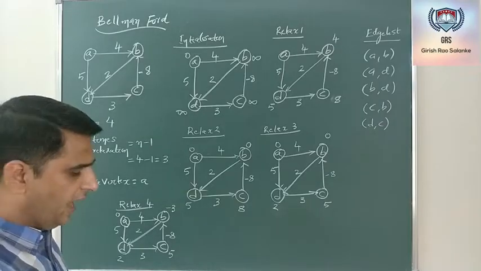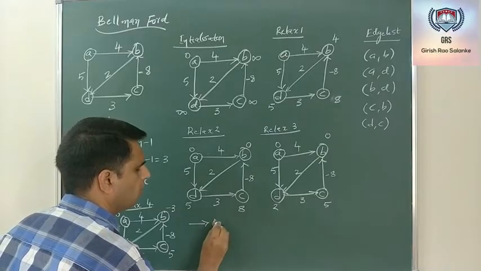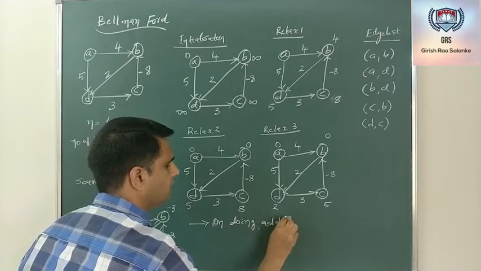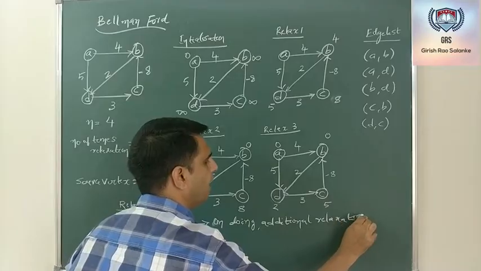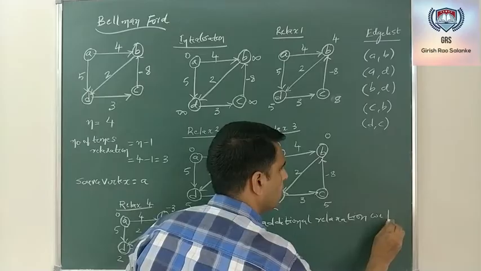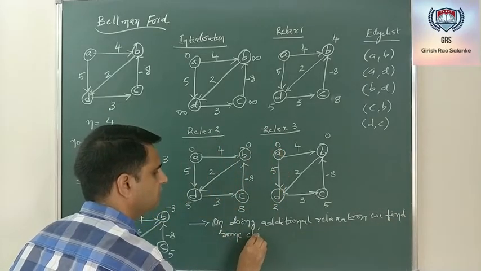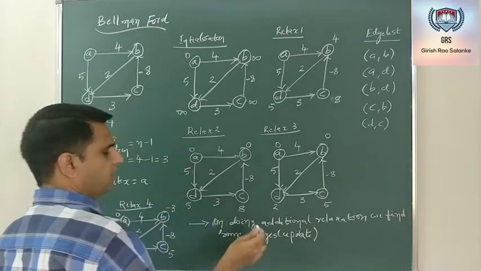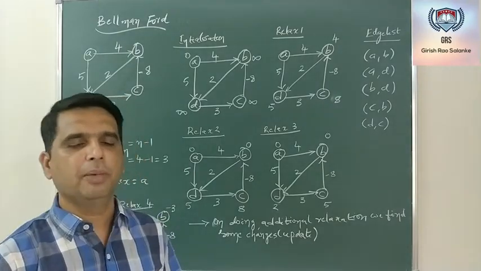Now if you see, I am doing an additional relaxation. Additional in the sense that I was supposed to do only 3, but I have done 4 relaxations. On doing the additional relaxation, we find some update happens even after the third relaxation. So it implies that there is some problem in the Bellman-Ford algorithm.